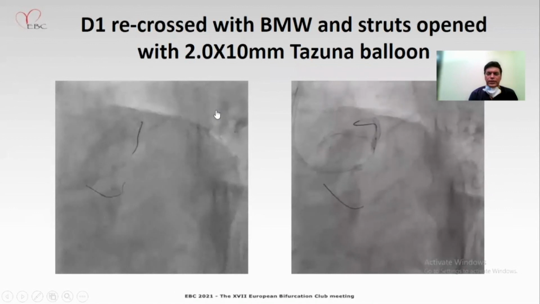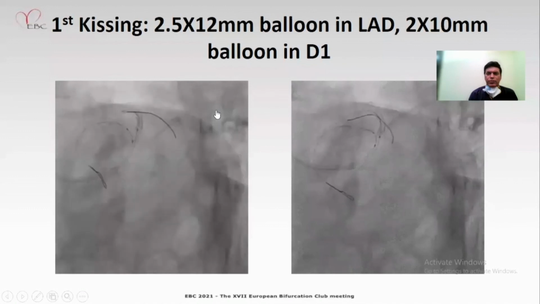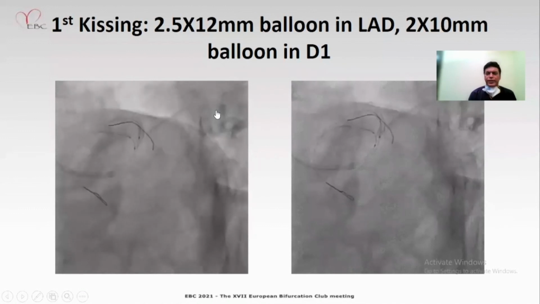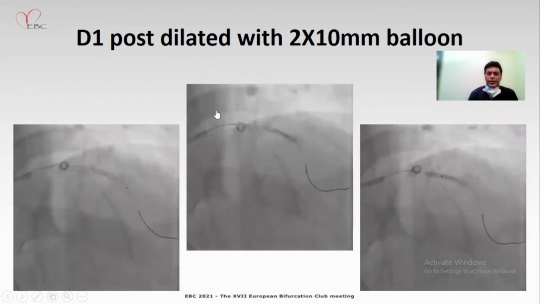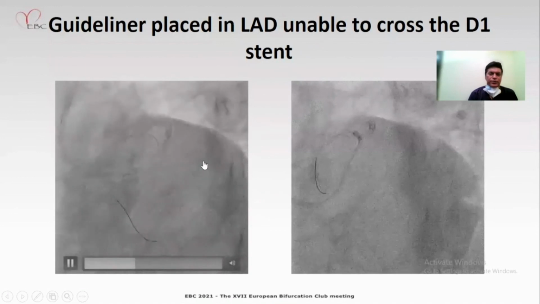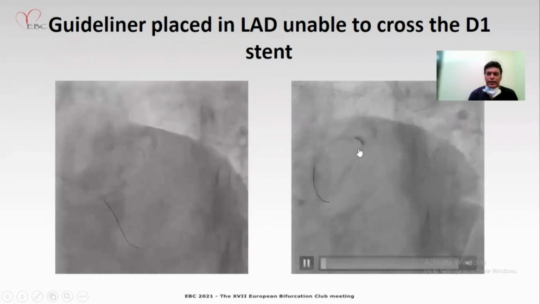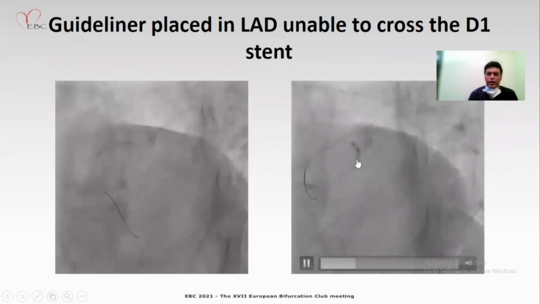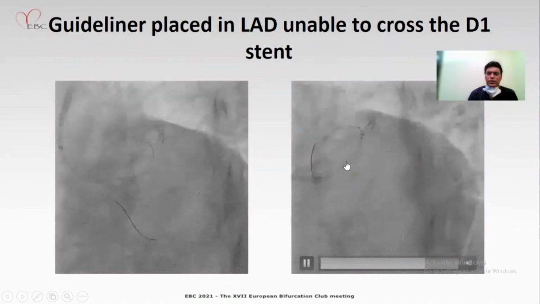You are recrossing, then you can see the first kissing, that 2.5 and 2 mm balloon, then upsize to 2.5 and 3. Here we are facing a lot of problem to cross the LAD, that crushed portion. You can see we are unable to cross here despite using the guide liner. Then what we did, we used the balloon anchoring and we tracked the guide liner over the balloon and crossed beyond the crushed segment, because otherwise this crushed segment was not allowing us to place the stent.